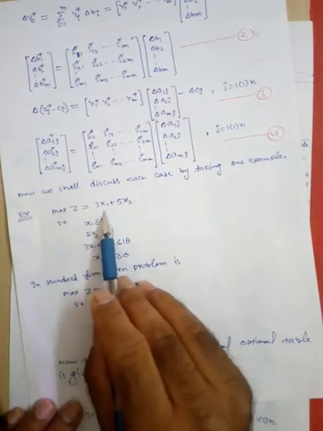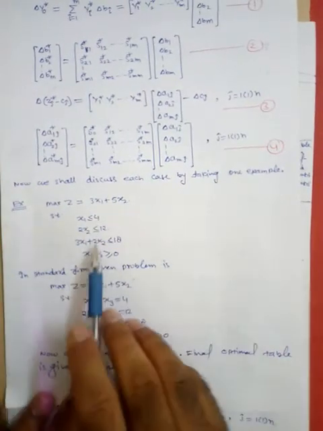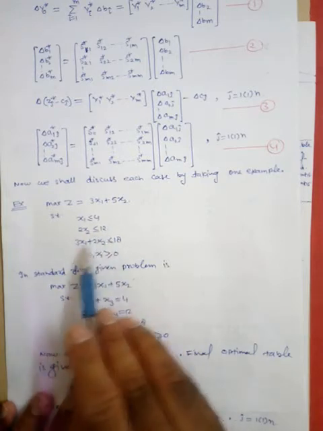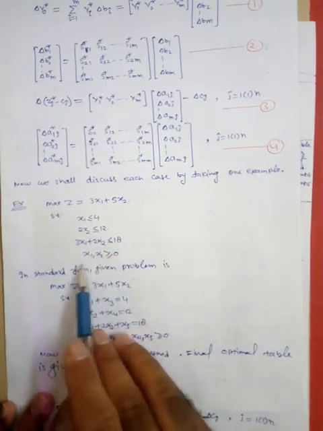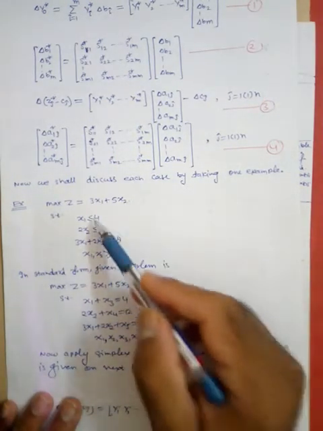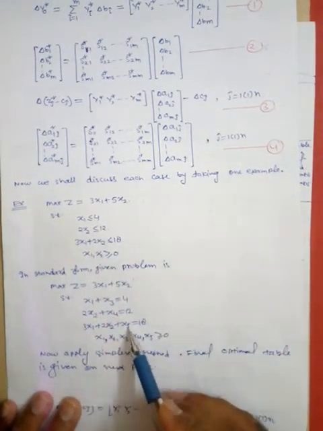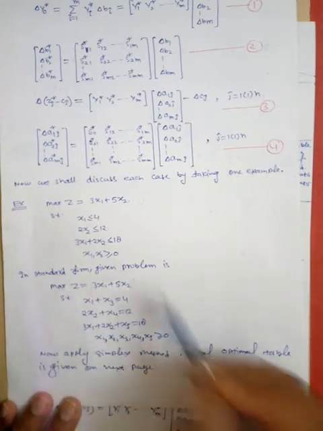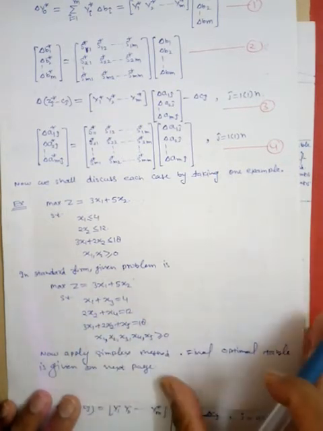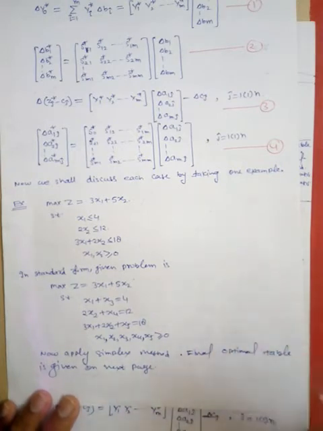Maximize z equals 3x1 plus 5x2 subject to these constraints: x1 is less than or equal to 4, 2x2 is less than or equal to 12, 3x1 plus 2x2 is less than or equal to 18, and x1, x2 are greater than or equal to 0. Now we add slack variables x3, x4, x5, so we get this problem. Now we will solve this problem with the help of the simplex method.